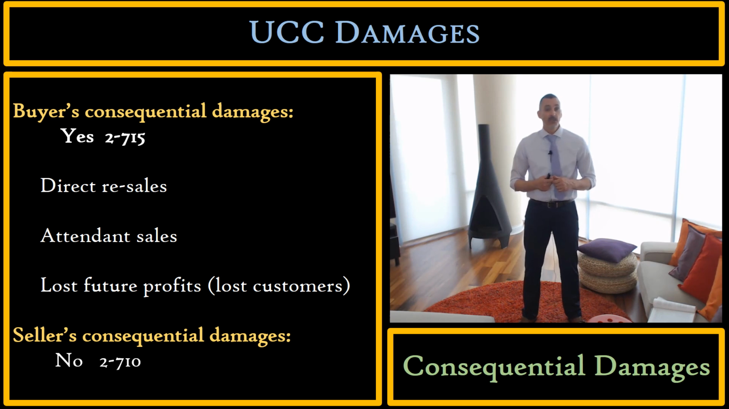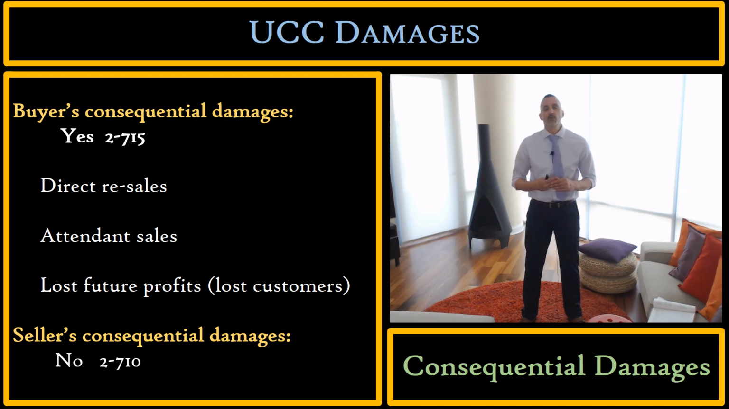The UCC also says that the seller is expressly entitled to incidental damages, making no mention of consequential damages. So if we apply the maxim, the expression of one is the exclusion of the other, we can only come to the conclusion that the UCC intended to exclude consequential damages for seller. All right, so we understand that buyer is entitled to consequential damages if seller breaches the contract.